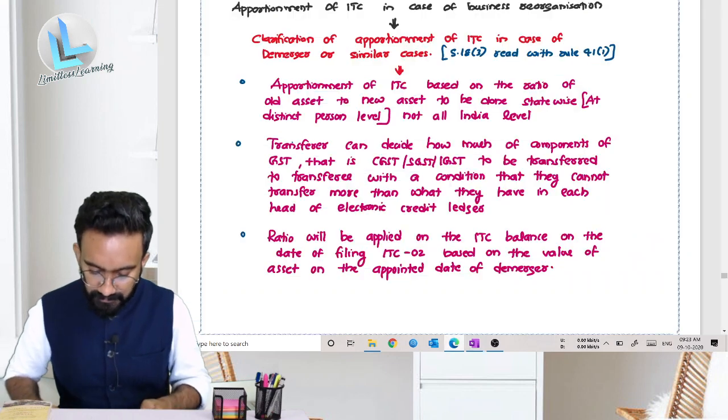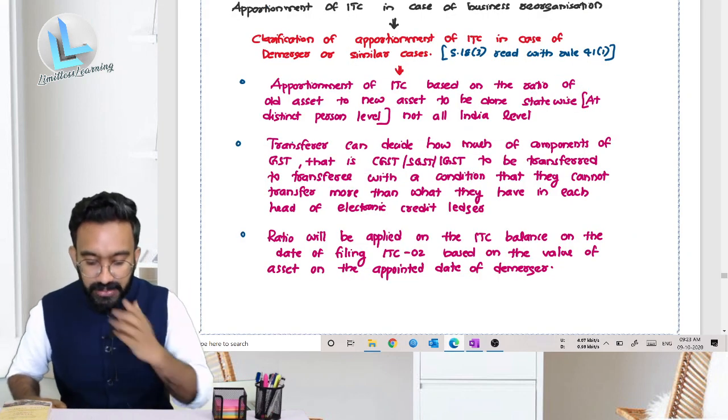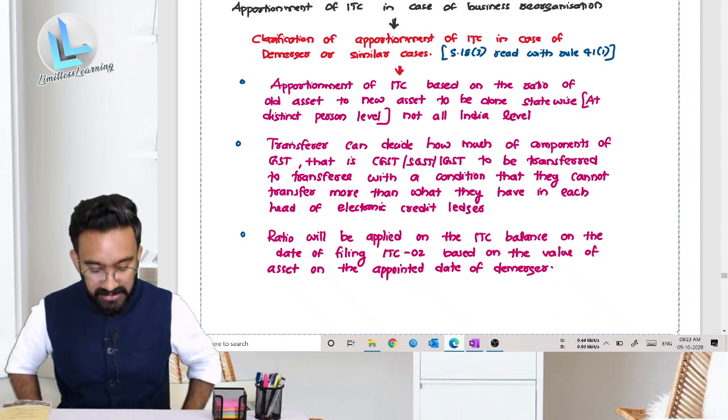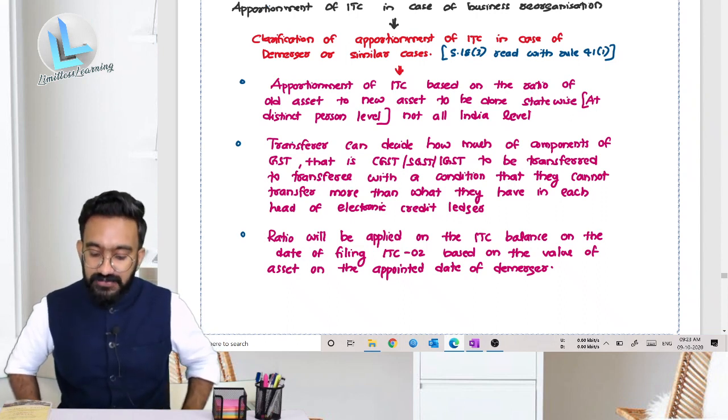So they're saying, now come back. Apportionment of ITC should be based on the ratio of old asset to the new asset, to be done state-wise. Then the transferor can decide how much of the components of GST, that is CGST, SGST, IGST, to be transferred to the transferee, with the condition that they cannot transfer more than what they have in each head of the electronic credit ledger. The ratio will be applied on the ITC balance on the date of filing ITC-02, based on the value of asset on the appointed date of demerger.